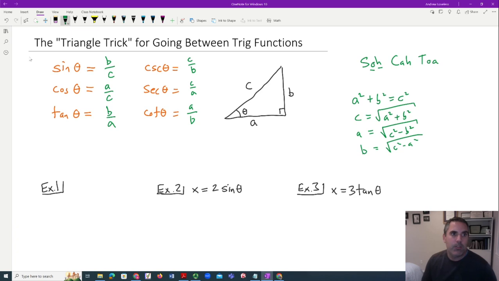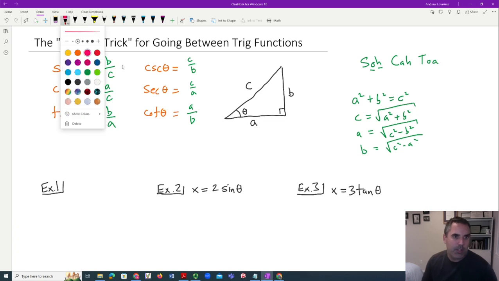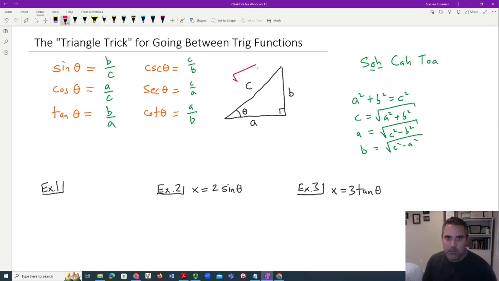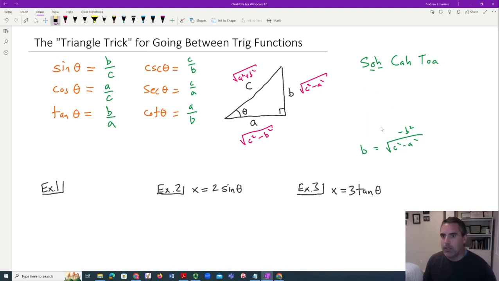a squared, and I'm just rearranging this. So I've never actually done this before, but I think I'll just make a note. This is the square root of a squared plus b squared. This is the square root of c squared minus b squared. This is the square root of c squared minus a squared. Okay, that's it. That's our fundamental pieces. So how is that useful?